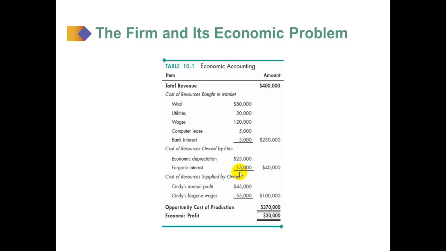So if you want to calculate normal profit: 45,000 and foregone wages 55, both of them 100,000. So to get economic profit you have to subtract the opportunity cost of production, which here equals 30,000.